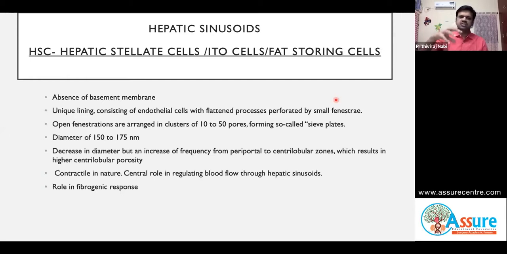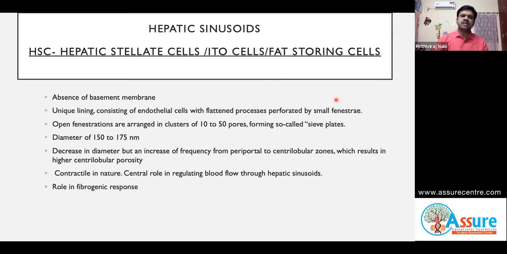These fenestrae are arranged in clusters of 10 to 50 pores, forming what we call sieve plates. The diameters are approximately 150 to 170 nanometers. These pores decrease in diameter, but increase in frequency when you go from the periportal to the central lobular zone. So in the central lobular zone, there is high porosity, but the diameter is decreased.